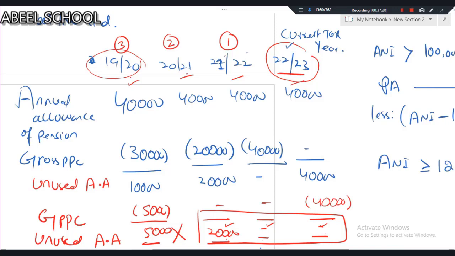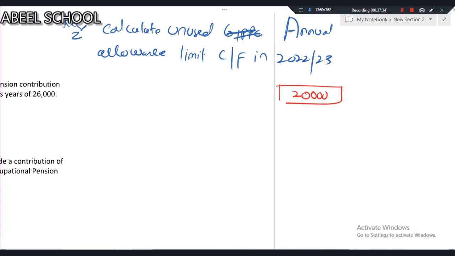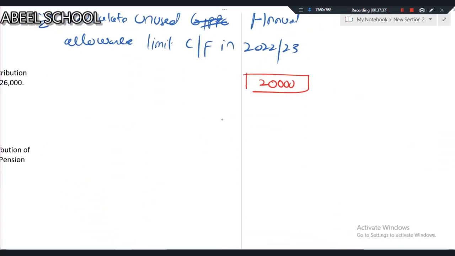In that case, we'll consider 20-21 unused, 21-22 unused and 22-23 unused. Let me explain one more. Assuming the current tax year is again 22-23.